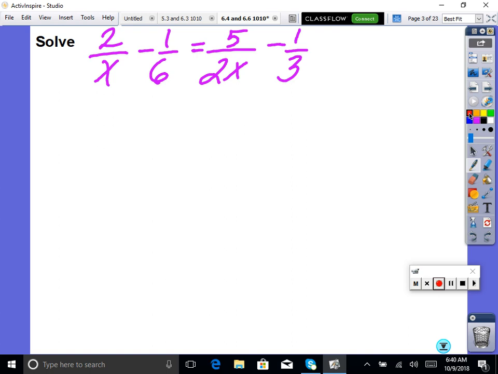Okay, so first step is you say there's an equal sign. I need a common denominator. What would the least common denominator be? Look at your numbers, 6, 2, and 3. Can't we make them all 6? Yes. Then they need an x.